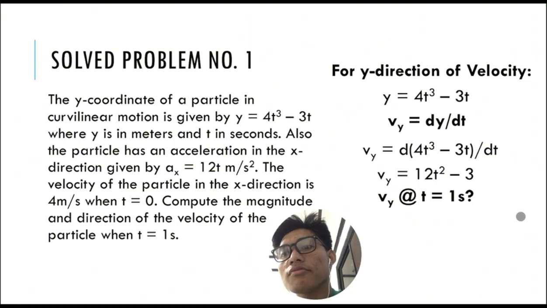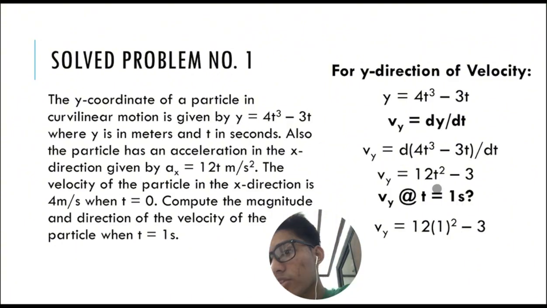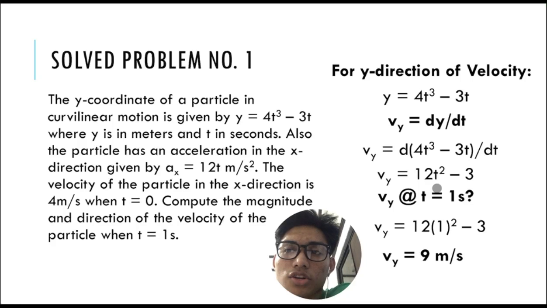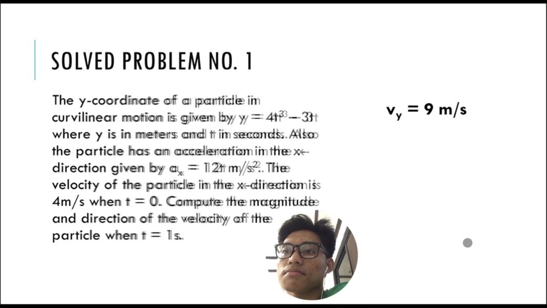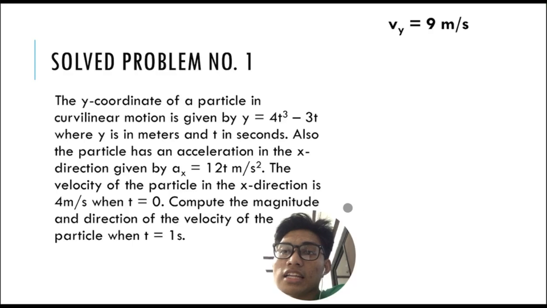So, hinahanap natin yung velocity when time is equal to 1 seconds. Substitute lang natin si 1 dito sa t. E di meron tayong 9 meter per second. For y pa lang yan. So, ngayon, ano next natin? Kailangan natin hanapin yung x to get the magnitude, di ba?